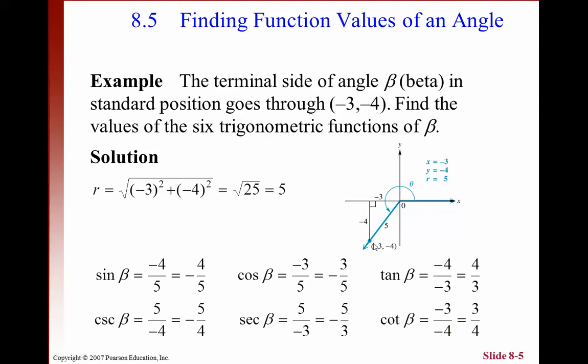So if it goes through this point here, (-3, -4), we can figure out what r is using the Pythagorean theorem: x squared plus y squared gives us 5. Then we can figure out all these ratios. -4 over 5 is the sine. -3 over 5 is the cosine. -4 over -3 gives me the tangent, and since they're both negative, tangent ends up being positive. And then the cosecant, secant, and cotangent are all the reciprocals of those functions.